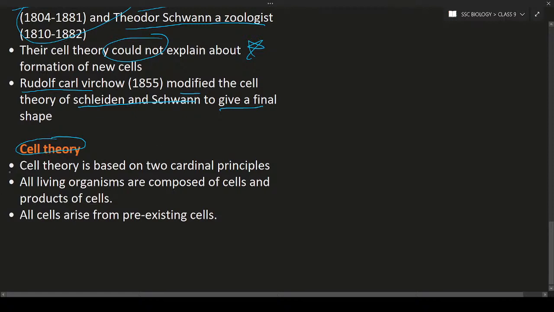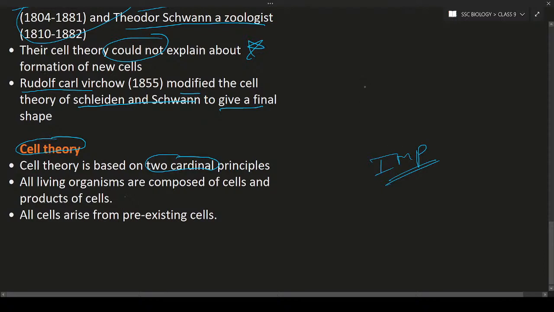So first, the two cardinal principles of the cell theory. What is cardinal? Cardinal means important. The cardinal means important principles and basic principles. So cardinal principles means important basic principles. What are the cardinal principles of the cell theory? The first principle is all living organisms are composed of cells and products of the cells.